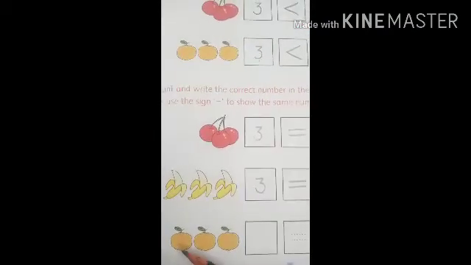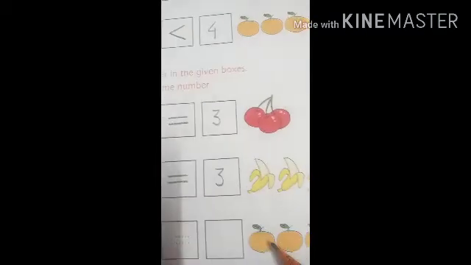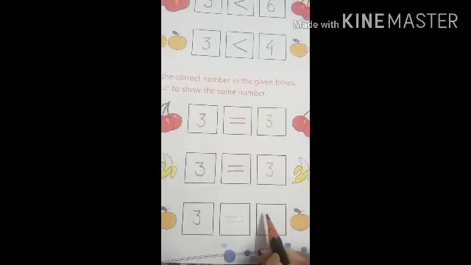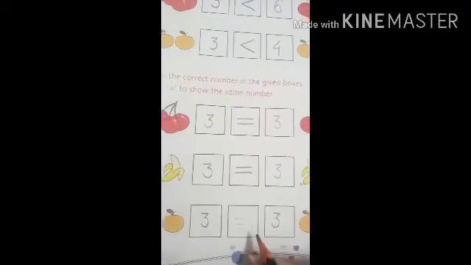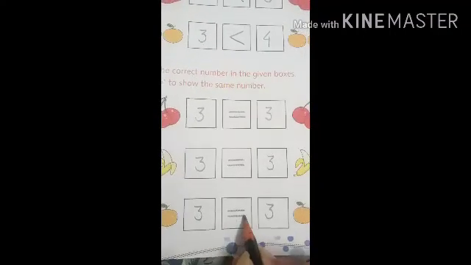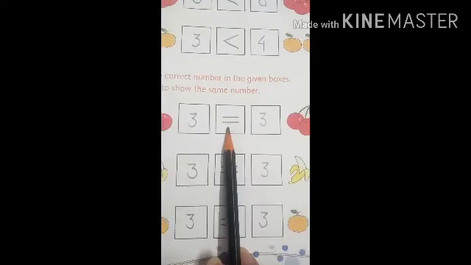Here are some oranges. 1, 2, 3, 4, 5, 6. Here is 3 and the right side is 3. Now both numbers are the same. So here we put the sign of equals to. When both numbers are the same, then we put the sign of equals to. Okay, children?